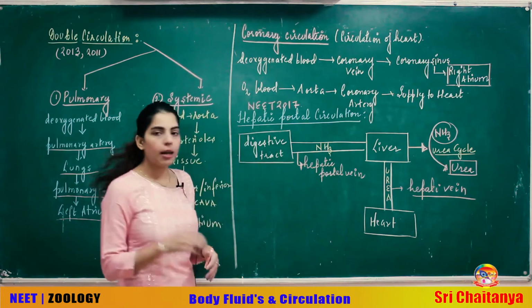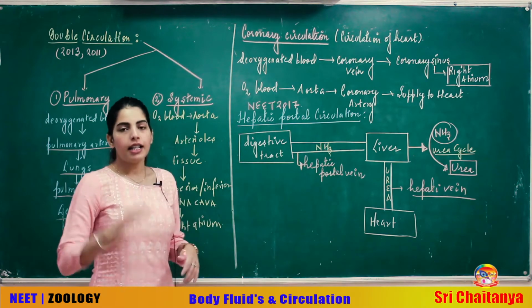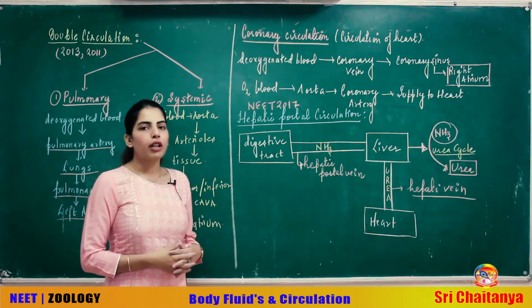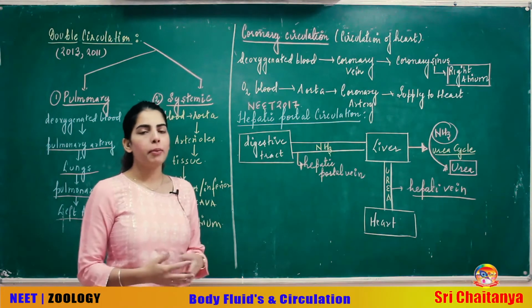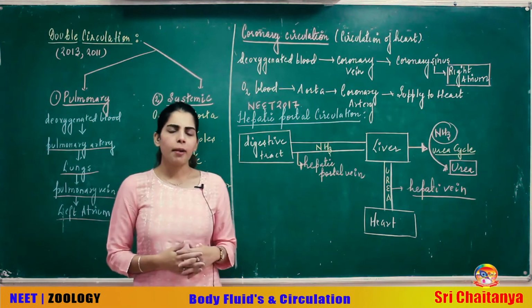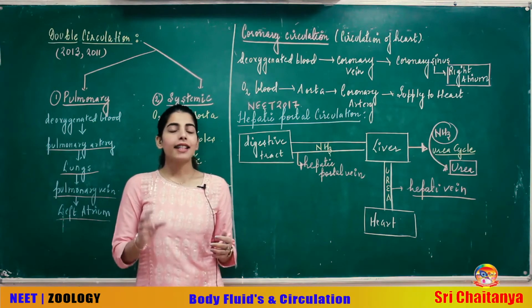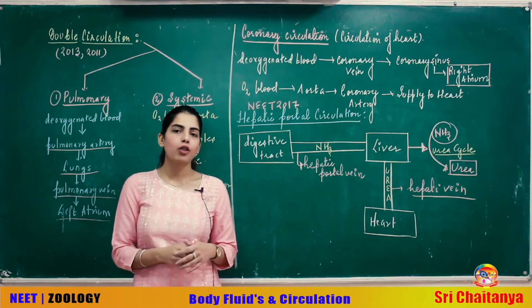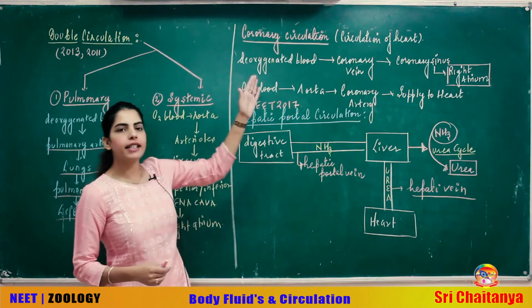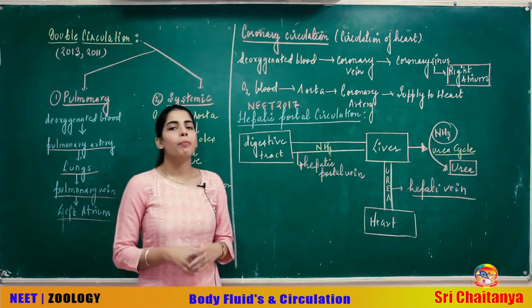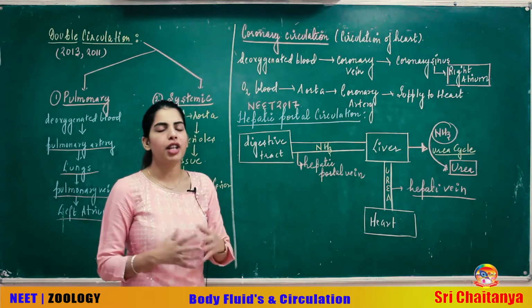Now talking about some more circulations in your body, like there was a circulation of the lymph as well. Students, when you are talking about the circulation to the whole body parts, obviously there would be some blood supply to your heart, and circulation to the heart itself is called coronary circulation. So it's quite easy. When you are saying coronary circulation, that means you are talking about the circulation of your heart.